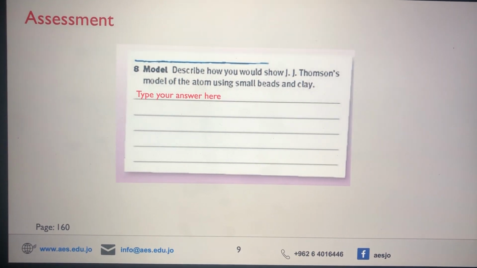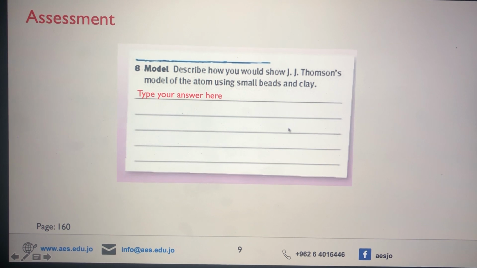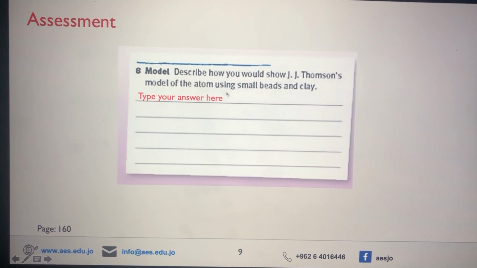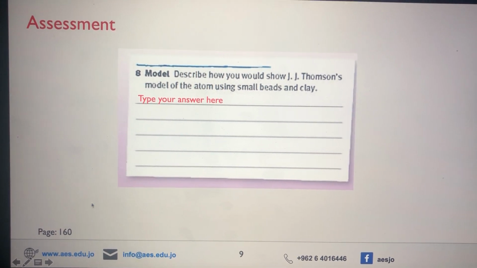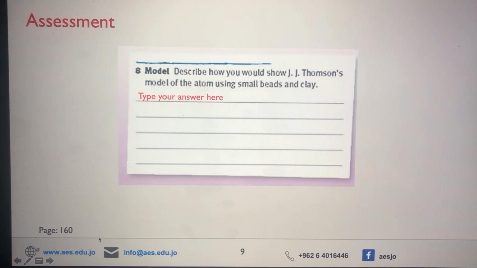So, based on the following information, describe how you would show J.J. Thomson's model of the atom using small beads and clay. You will find this question on page 160 in your book.